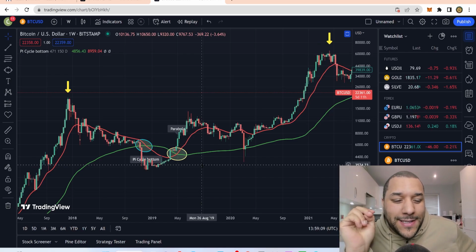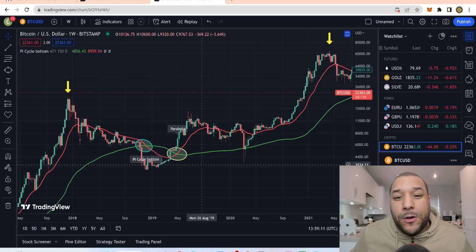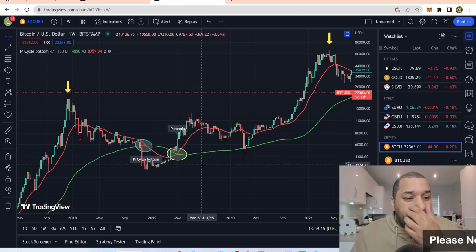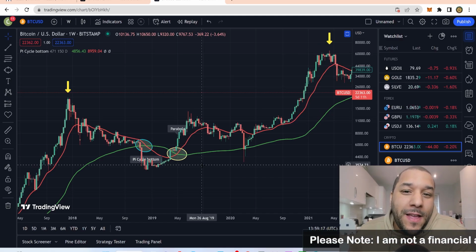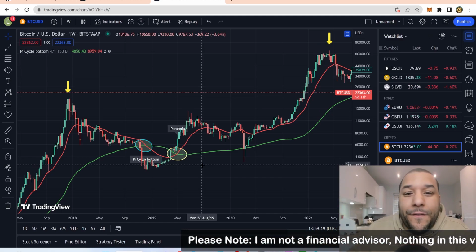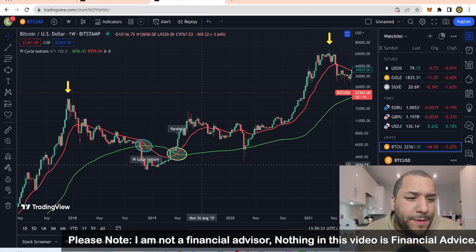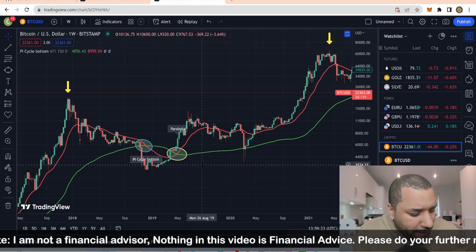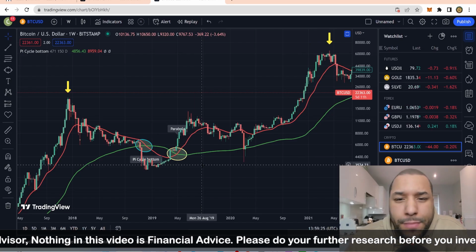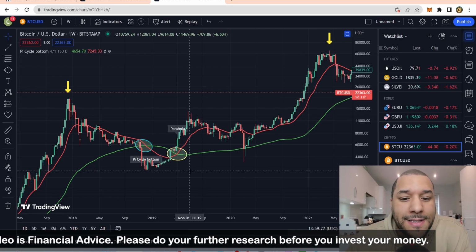We have two types of Pi cycles. We have a Pi cycle that calls the top of the cycles, called the Pi cycle top, and then we have a Pi cycle bottom that calls the bottoms of the cycles. Now, the Pi cycle has been very accurate in the past. It's been able to call tops like an absolute boss. If you use that indicator, you will know.